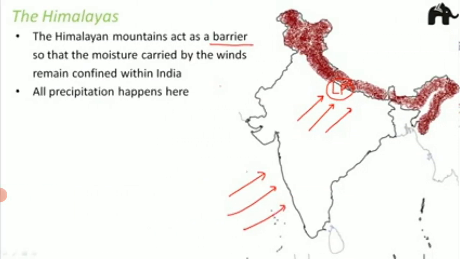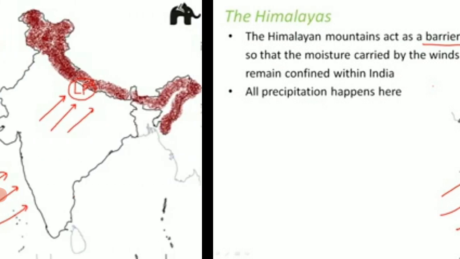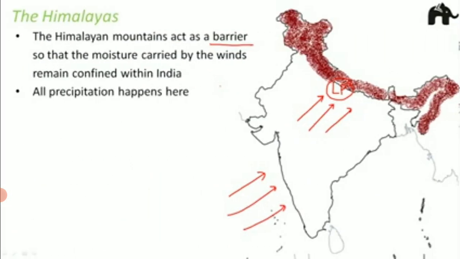Fine, children. Now the Himalayas act as a natural barrier. All the moisture-carrying winds remain confined within India because of the Himalayas. So all the precipitation happens here. So the Himalayas are also very helpful.